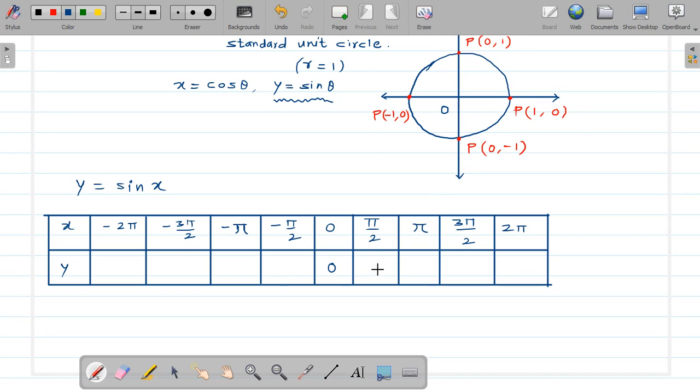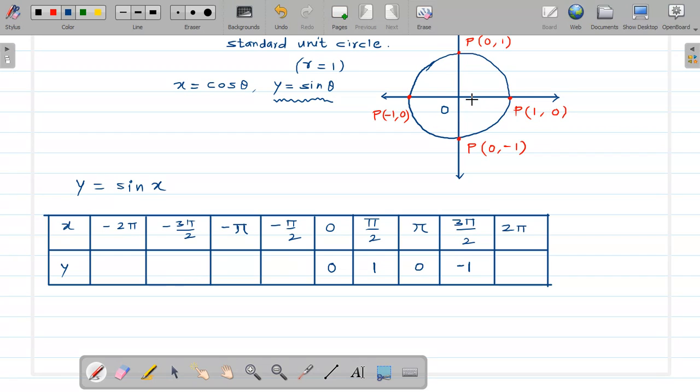Similarly for pi by 2, here it is pi by 2. From the positive x-axis we have to measure the angle in the anti-clockwise direction. So here the y coordinate is 1, so the value of sine pi by 2 is 1. Similarly for 180 degrees, come to this position. Then for 180 degrees, the value of sine pi is 0. Now for 3 pi by 2, we will get the point P here. So the value of sine 3 pi by 2 is minus 1. So with reference to this figure, we will find out the values of the sine ratio for these particular angles.